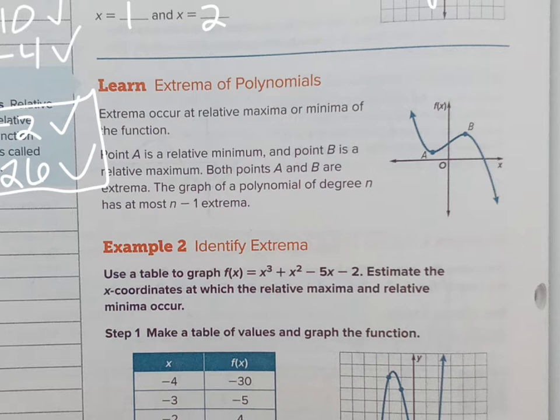The graph of a polynomial of degree n has at most n minus 1 extrema. Okay, so relate that to the shape of our graph. If we have an x cubed, let's say, then that means at most we would have 2 extrema. It doesn't have to be that many, but if we were looking for zeros, we could have at most 3. So you've got to keep those two things straight.